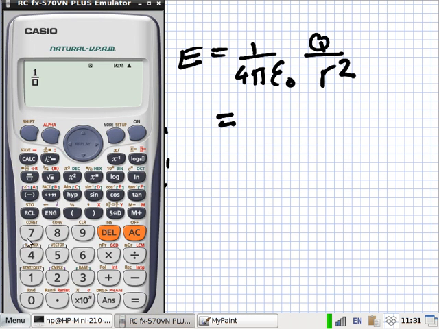1 over 4 pi, oops. What constant is epsilon 0? It's constant 32, good math. And then the charge is constant 23, and then squared. And that's the answer. I'm actually going to store this answer.